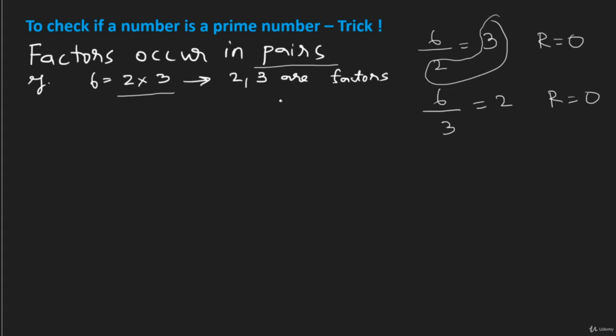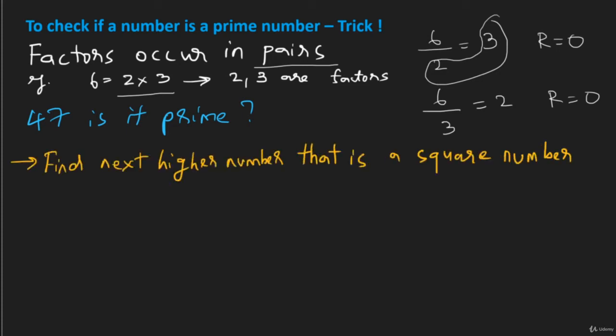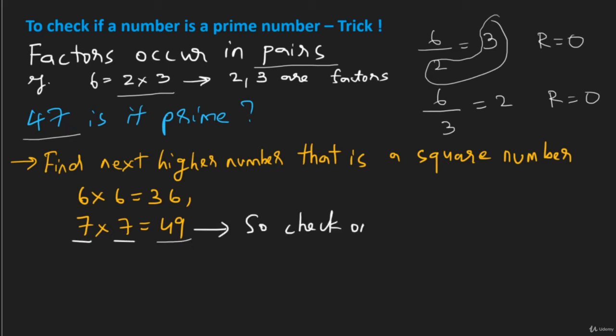All right. Now, using this concept, say you're asked to check whether 47 is a prime number or not. For this, there is an easy method that you can employ. Find the next higher number that is a square number. Over here we have 47. Let's do some trial and error. 6 square is 36. So that's not greater than 47. So let me try another one. 7 into 7, that's 49, and 49 is greater than 47. So 7 works. All right.